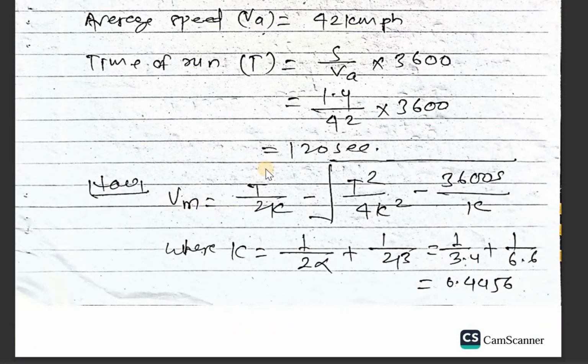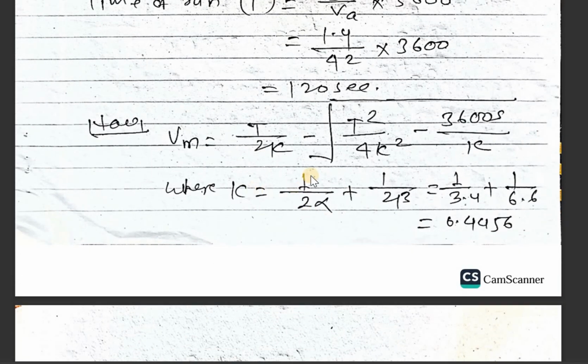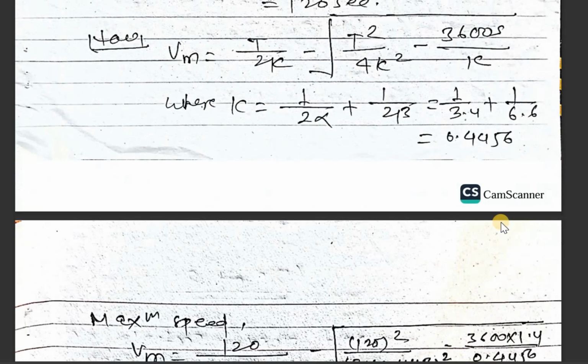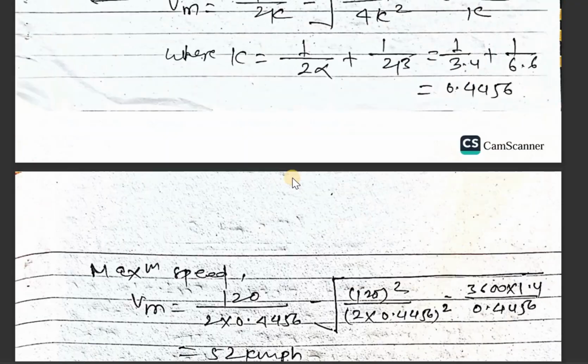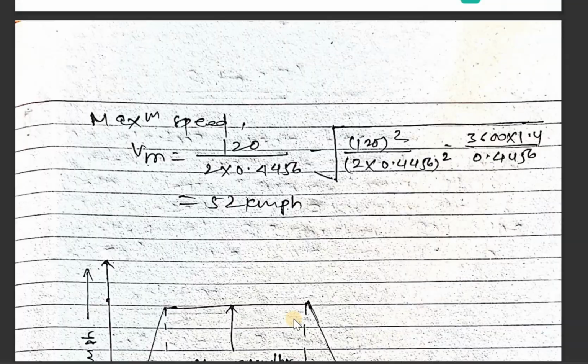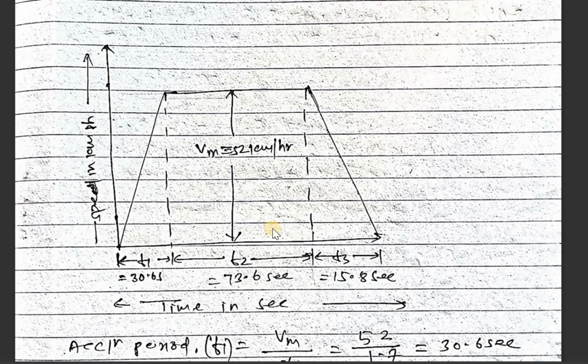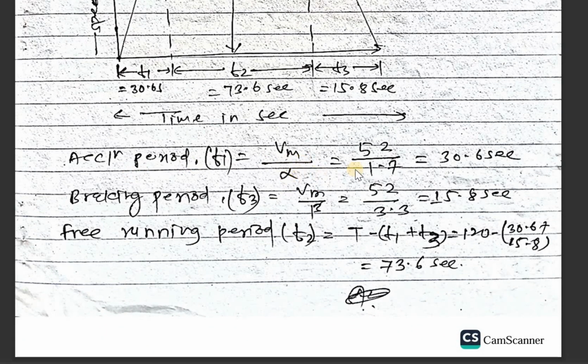And we know Vm equal to T by 2K minus root under T square upon 4K square minus 3600 S upon K. So K equal to 1 upon 2 alpha plus 1 upon 2 beta, and we can get K equal to 0.4456. Then put all the above values, and you can get Vm equal to 52 kilometer per hour, and this is the speed time curve of the above equation. Acceleration time T1 equal to Vm upon alpha.